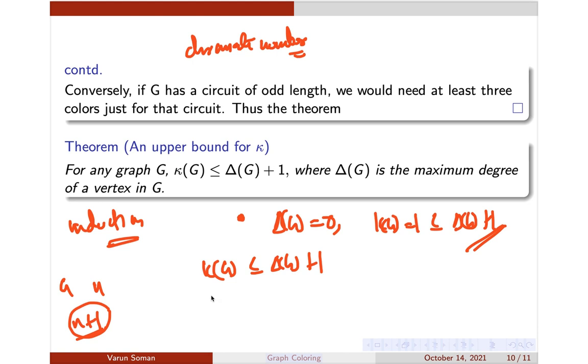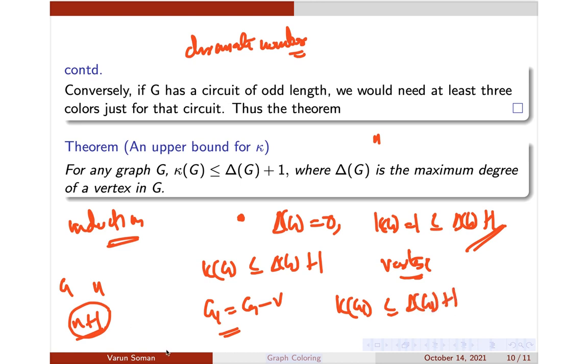Now what I'll do is delete one vertex from G. Deletion of the vertex means I'll delete the vertex and all the edges which are incident on this vertex B. So I'll call G1 as G minus the vertex B. Now this G1 will have how many vertices? N vertices. Therefore for G1 you can say that the chromatic number of G1 would be less than or equal to delta of G1 plus 1, by the induction assumption.